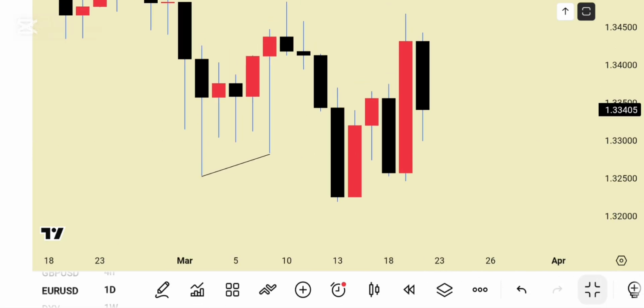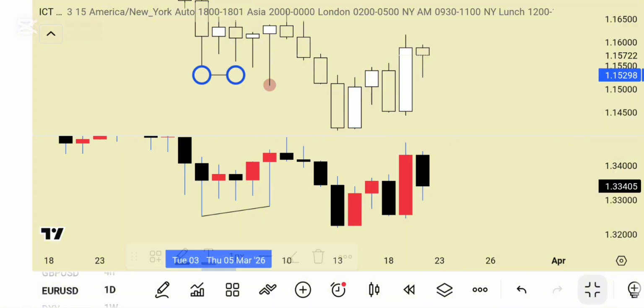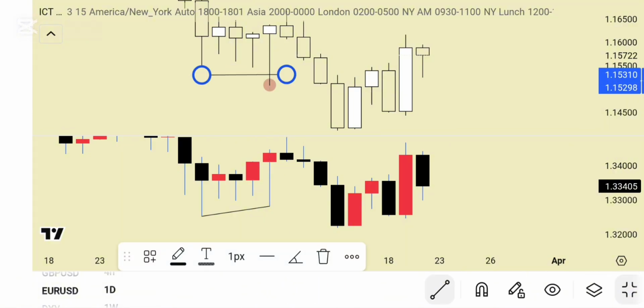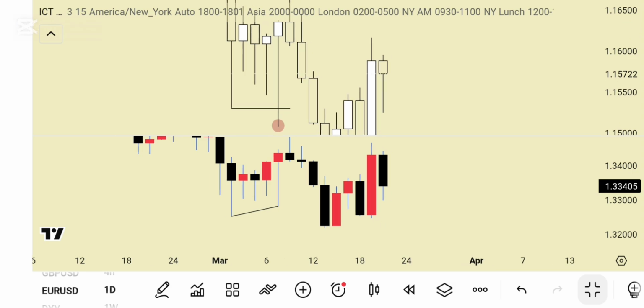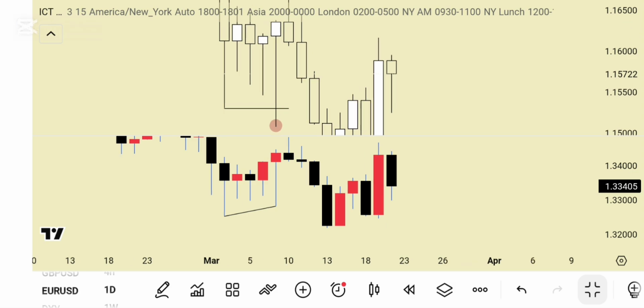Okay, we had an SMT here between EUR/USD and GBP/USD. You can see clearly, right? One is failing to sweep the high, sorry, failing to sweep the low.